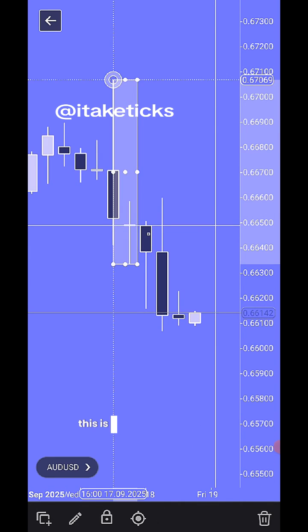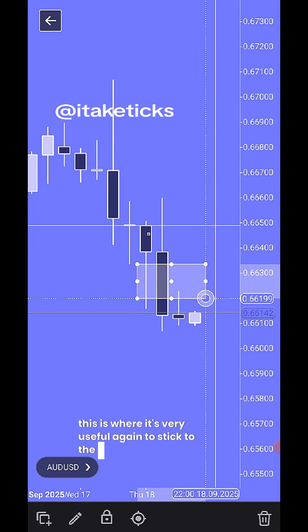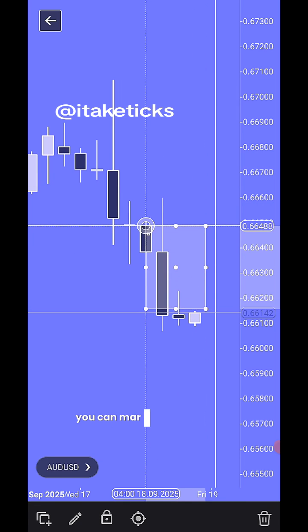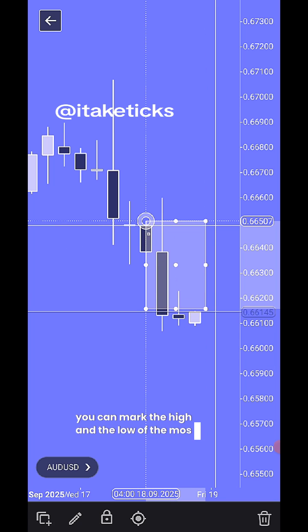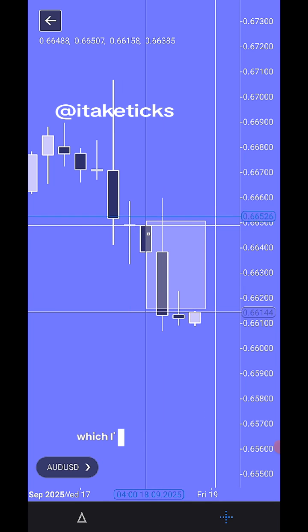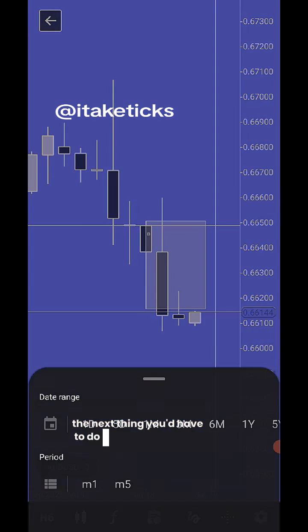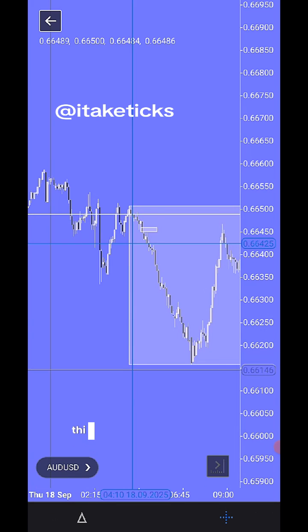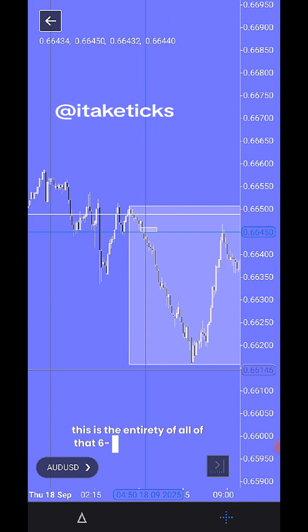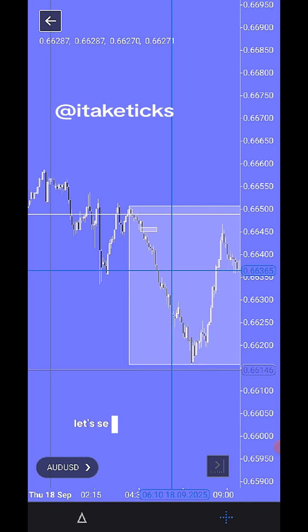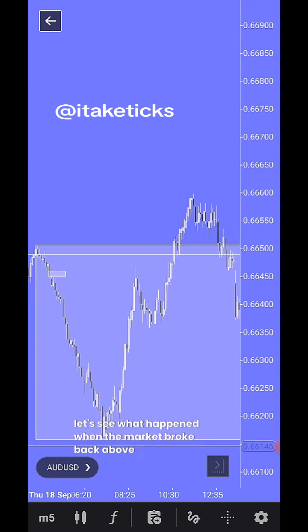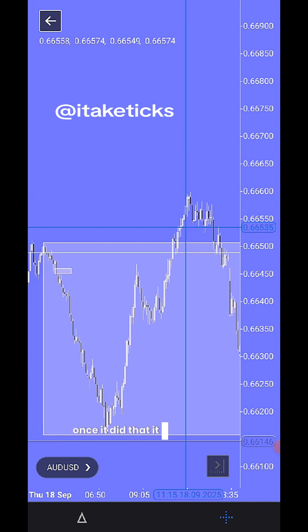This is where it's very useful again to stick to the high time frames. You can mark the high and the low of the most recently formed 6-hour candle, which I've done like this. The next thing you'd have to do is drop down to a lower time frame. This is the entirety of all of that 6-hour price action. Let's see what happened when the market broke back above. Once it did that, it pushed all the way up here.